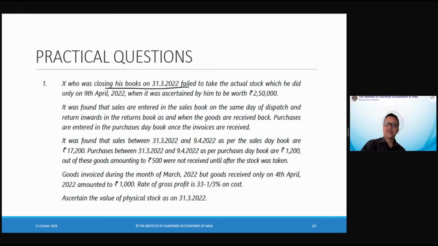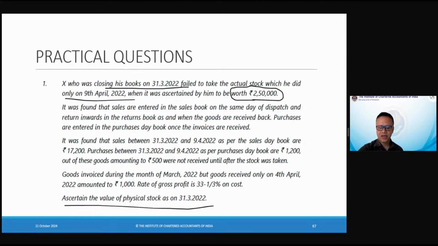So what we are finding is the stock on 31st March 2022, but actually it was taken only on 9th April 2022. And this was worth 2,50,000. You have to ascertain the value of physical stock on 31st March. And the value of the 9th April 2022 stock can be taken as a closing stock of 2,50,000, from where we have to go to the opening stock.